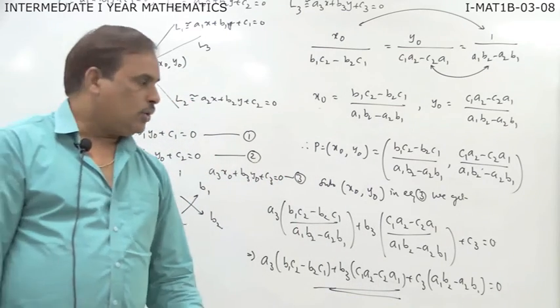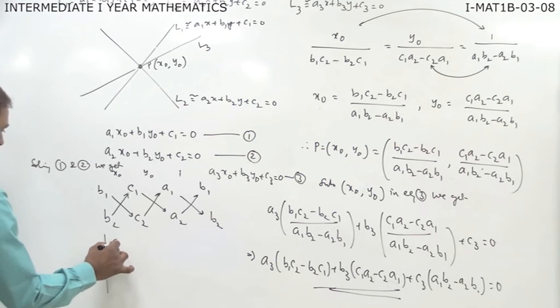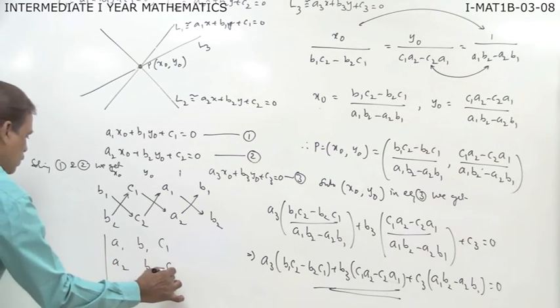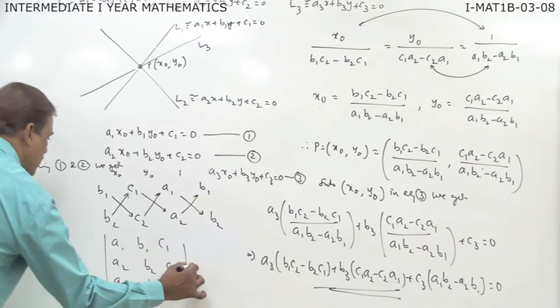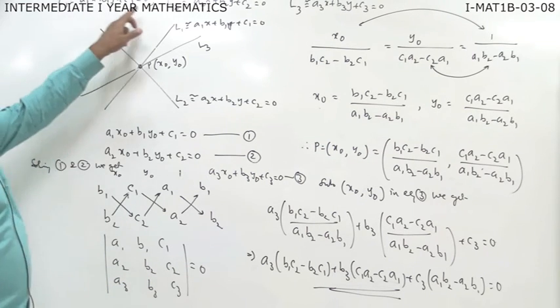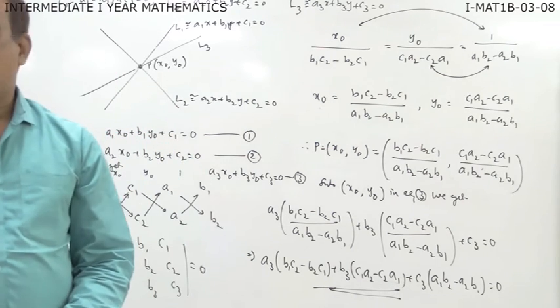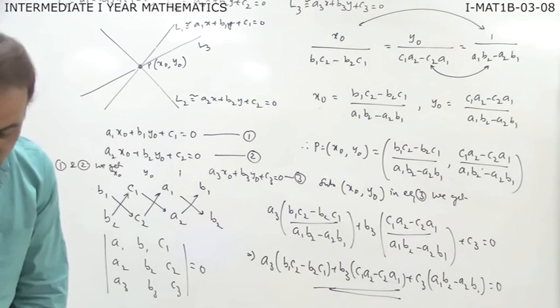Okay. So we can write this in determinant form: determinant a1 b1 c1, a2 b2 c2, a3 b3 c3. If the determinant of the coefficients is equal to 0, then we say the three given lines are concurrent. Okay. This is about the condition for the concurrency of lines.